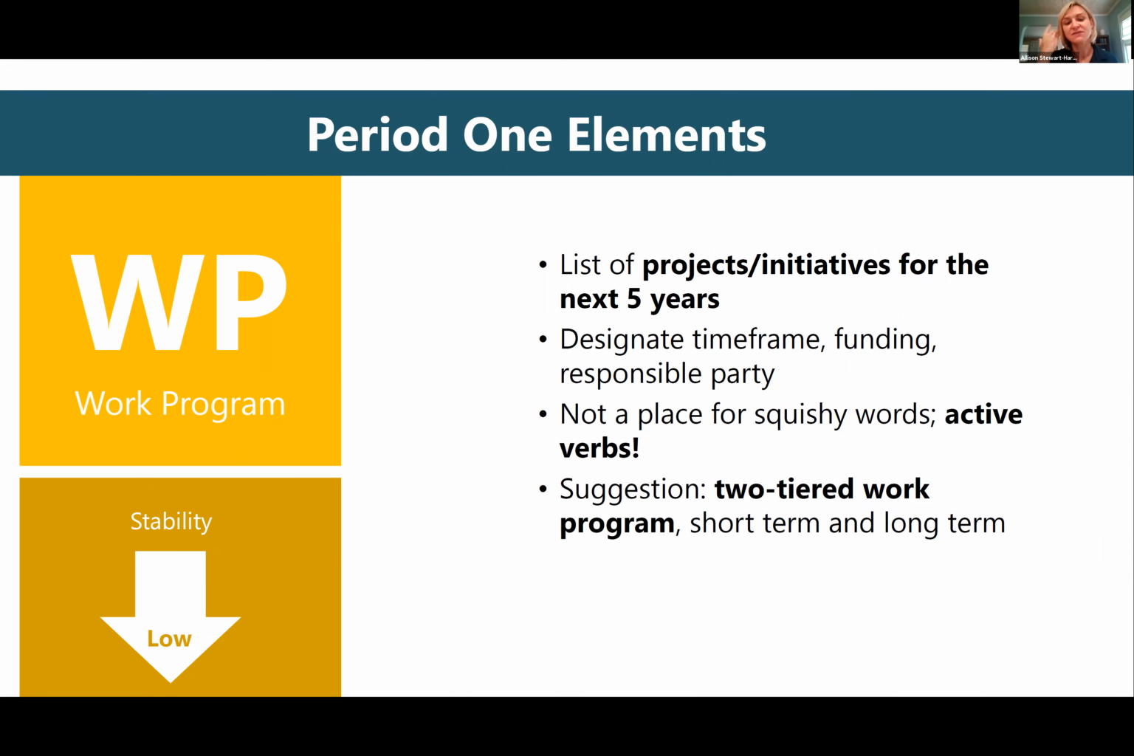One suggestion that we have too in this is really looking at a 2-tiered work program. Like a lot of comprehensive transportation plans, you have that short-term 5-year plan, and then everything else that you want to do, but you're probably not going to get to anytime soon. Putting that in a separate kind of long-term work program could be helpful.